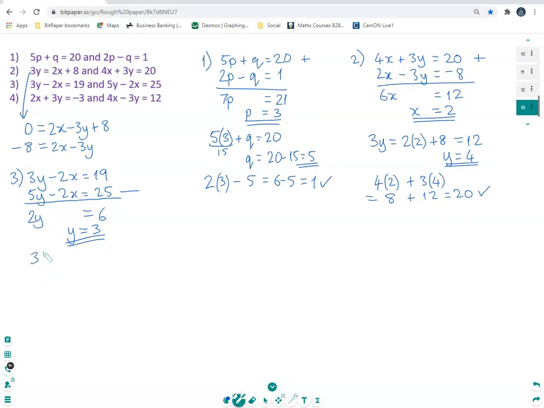So 3y minus 2x equals 19. And of course, 3 3s are 9. Let's subtract 9 from both sides. So we get negative 2x is 19 minus 9, which is 10. So x must be 10 divided by negative 2, which is negative 5.